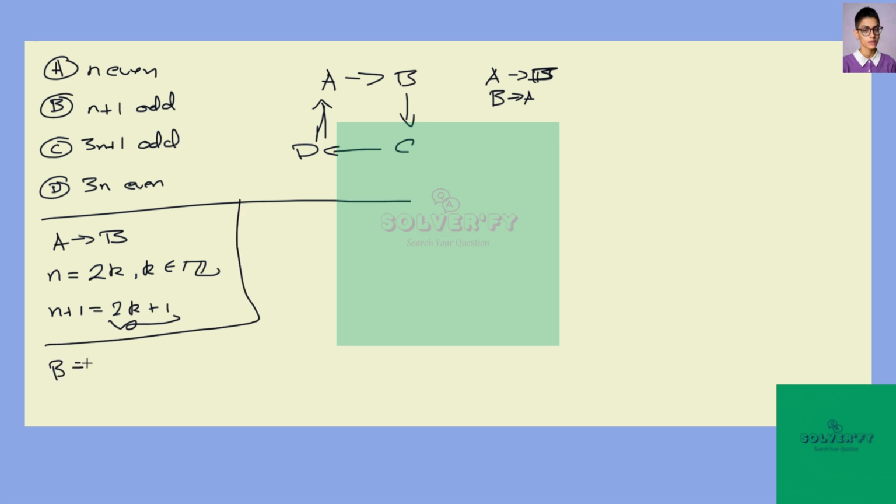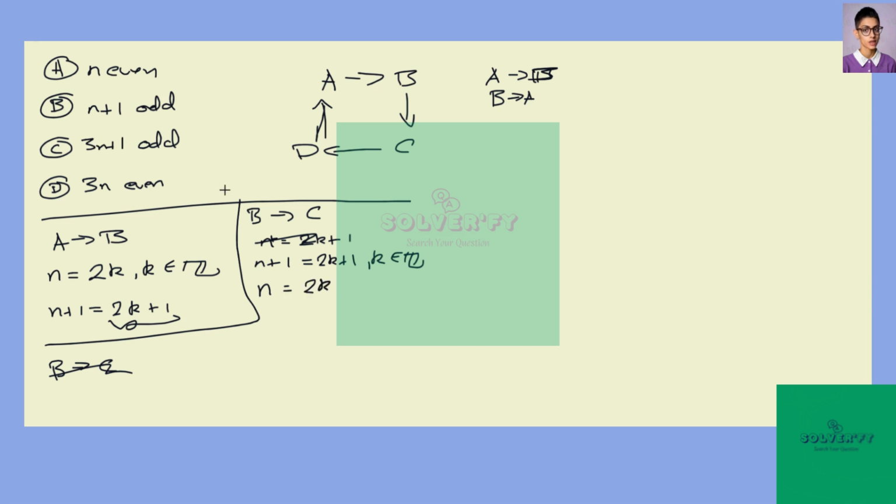Now, B implies C. We have n plus 1 is odd. So we have n plus 1 is equal to 2k plus 1, for k some integer, because n plus 1 is odd. So subtracting the 1, n is equal to 2k.